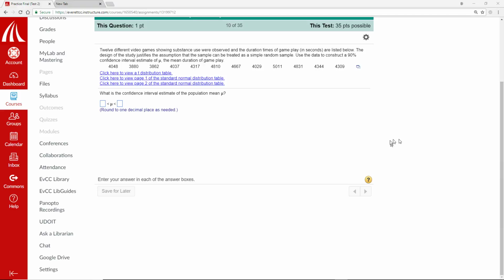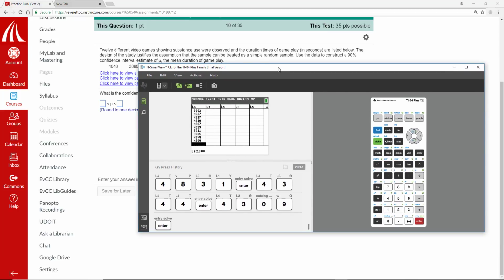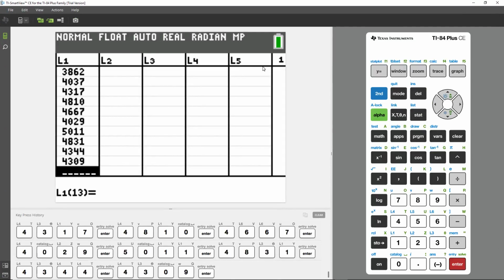I'm really slow at this part. 5011. 4831. And we have 4344. Let's see. And 4309. All right. So there's everything in my list.